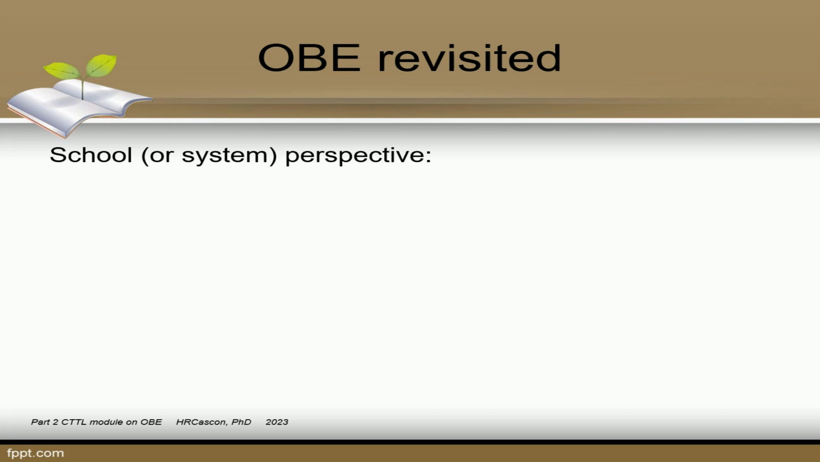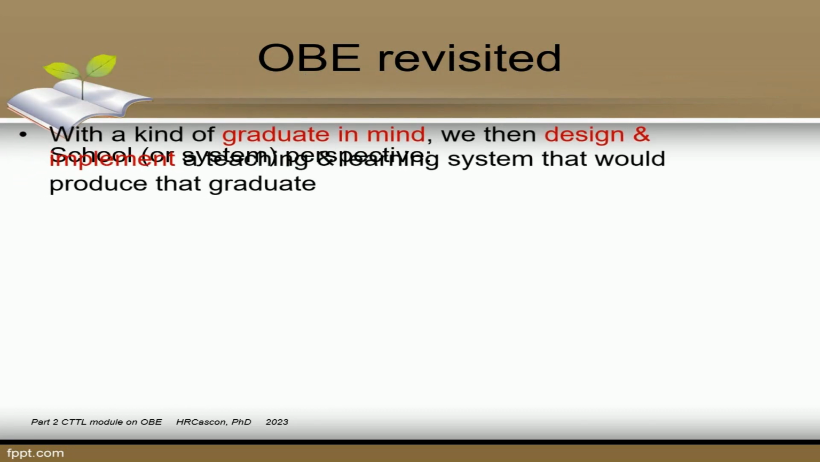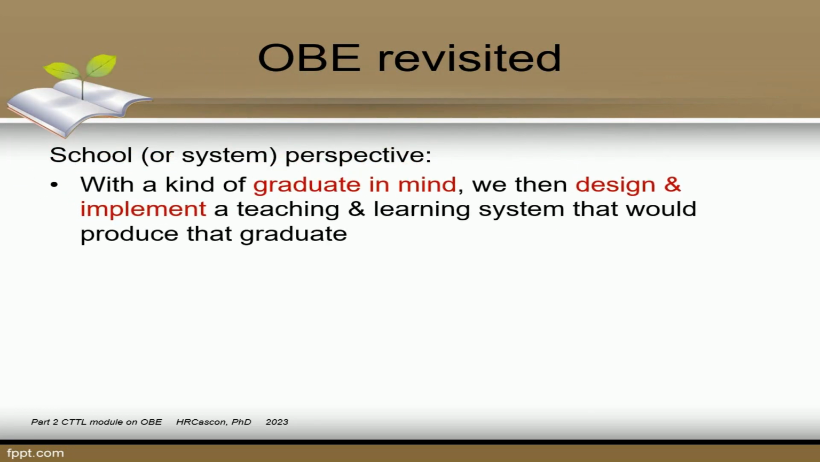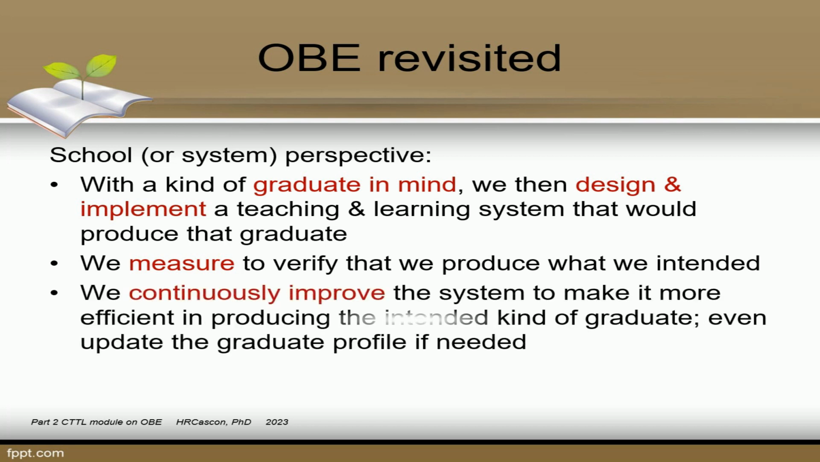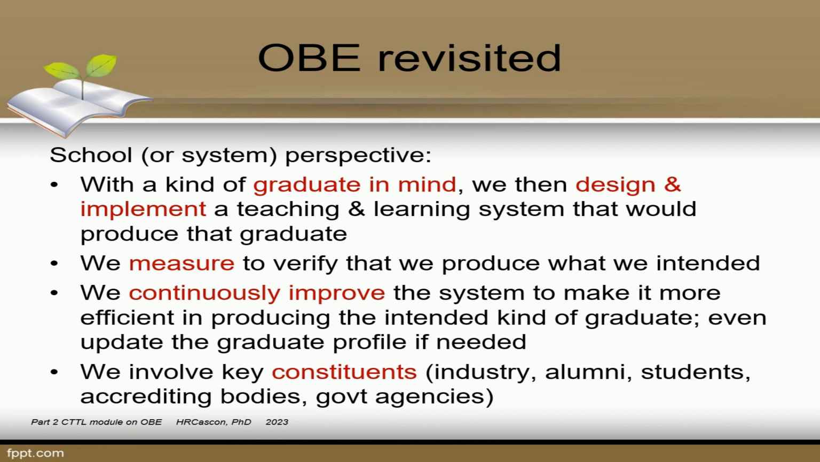OBE is a system that covers the following, with a kind of graduate in mind. We then design and implement a teaching and learning system that would produce that graduate. We measure to verify that we produce the kind of graduate that we intended. We continuously improve the system to make it more efficient in producing the intended kind of graduate and even update the graduate profile if needed. We involve key constituents that include the industry, alumni, students, accrediting bodies, and government agencies, since all of them have a stake in our product, the graduates.